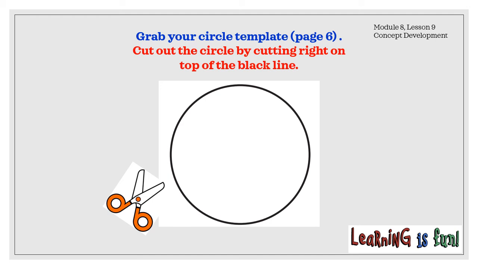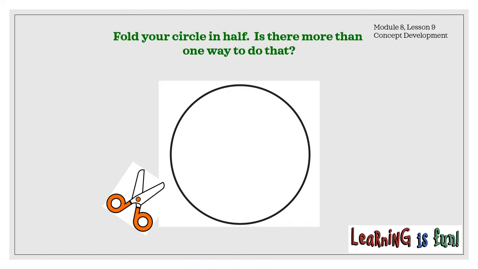Next, you're going to set your rectangle to the side and grab page 6. This is the page with the circle on it. Use your scissors to cut out the circle right along the black line. Make sure that you hold on to this circle after today because we will need it for tomorrow's lesson. After you have cut out your circle, please fold it in half. And I want you to think, is there more than one way to do that? Can we fold a circle in half more than one way?